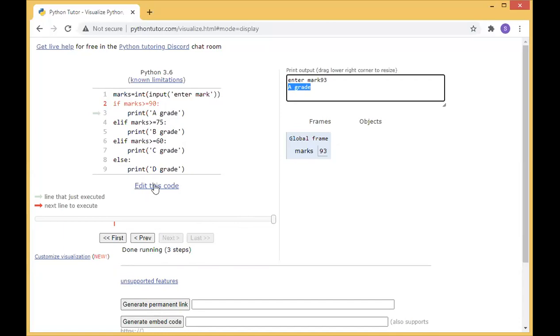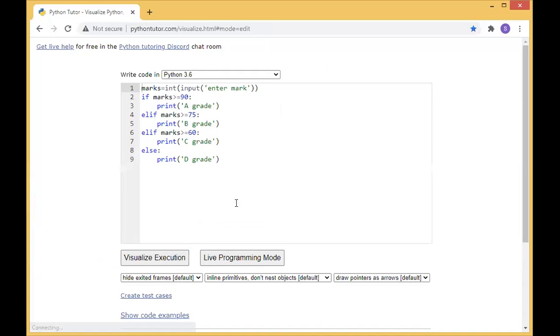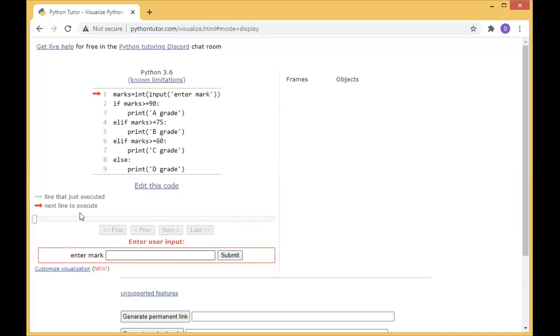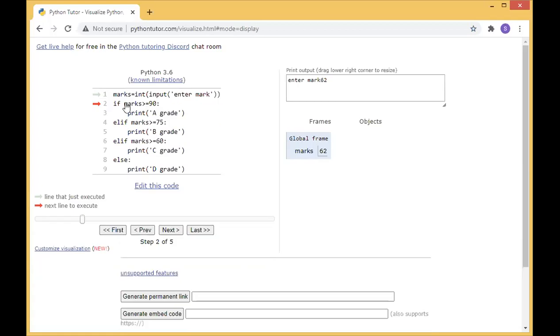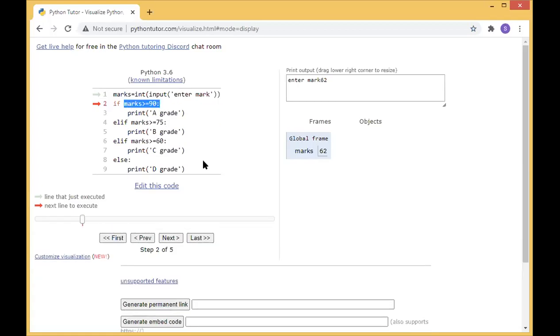Yes, sir. Okay. So now again I am going to check it with a different input value, like 62. So 62 means we will check for C grade now. See, it checks the first condition. It fails and it goes to the fourth step. You see here, if marks greater than or equal to 75, that is also false because 62 is less than 75.